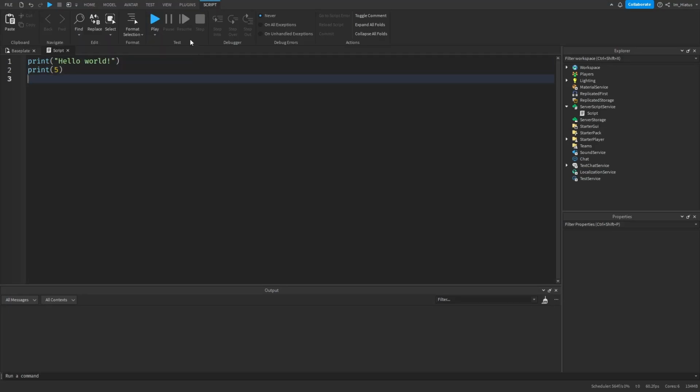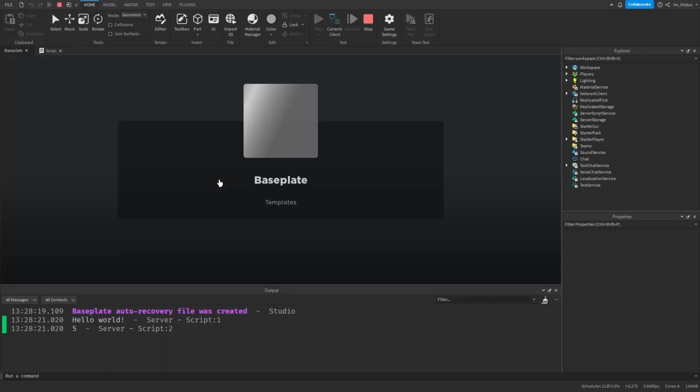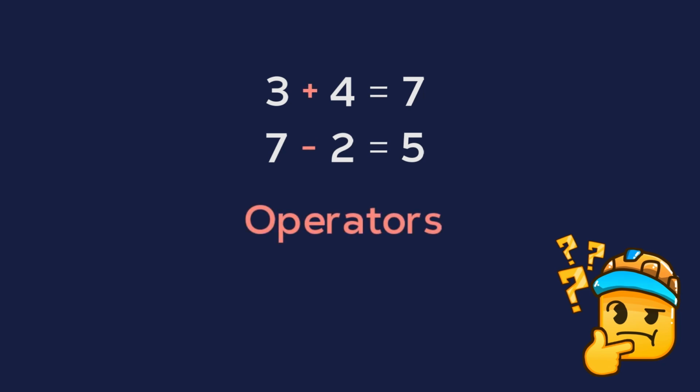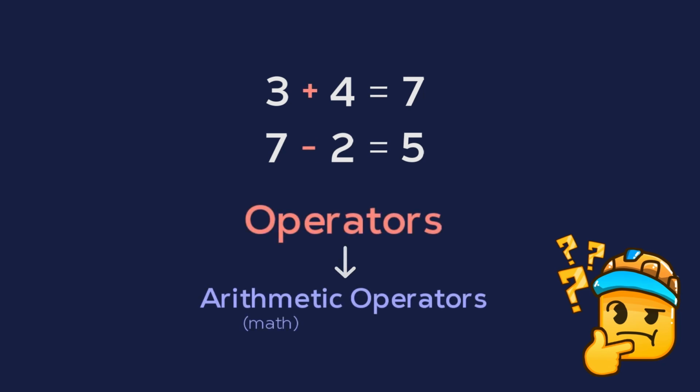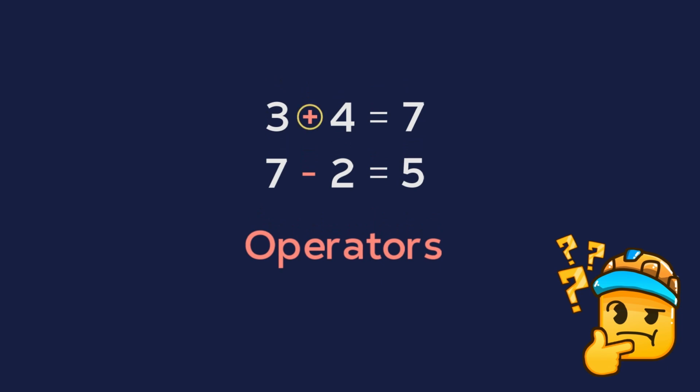So far, we've learned how to create basic strings and numbers and print them out in the output widget. But let's say we wanted to add numbers together or subtract them from each other. We can do that very easily with operators, particularly arithmetic operators. An operator is just a special symbol or word that carries out an action with some values. For example, the plus symbol is an arithmetic operator that adds two values together. The minus symbol is another arithmetic operator that subtracts one value from another.